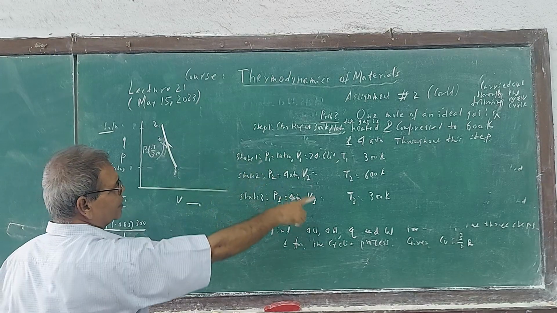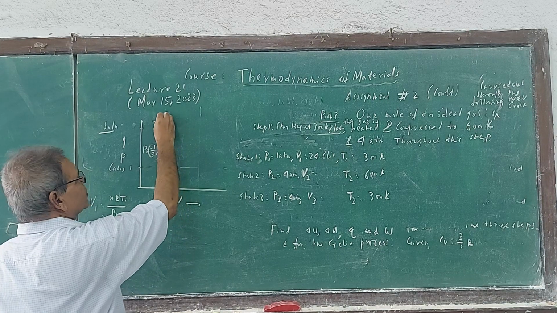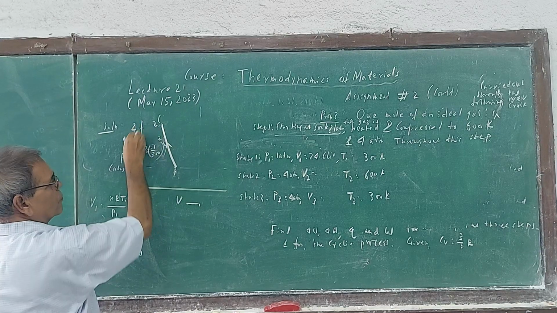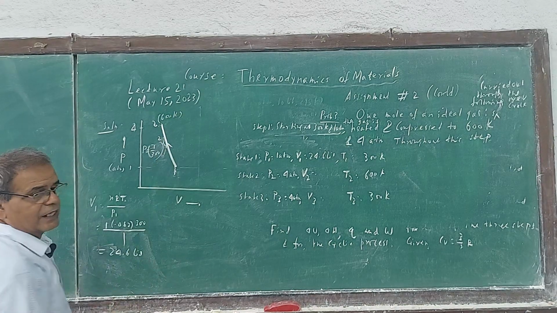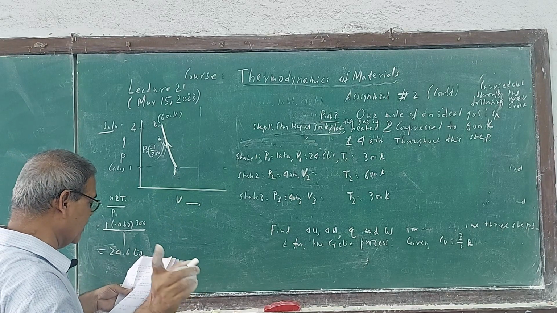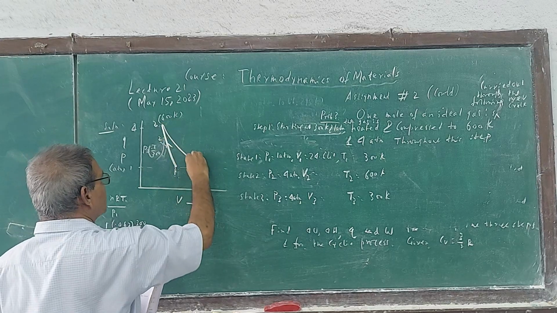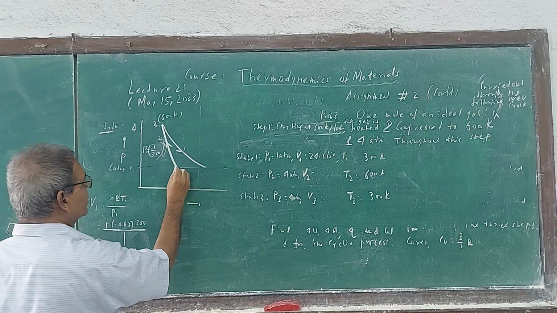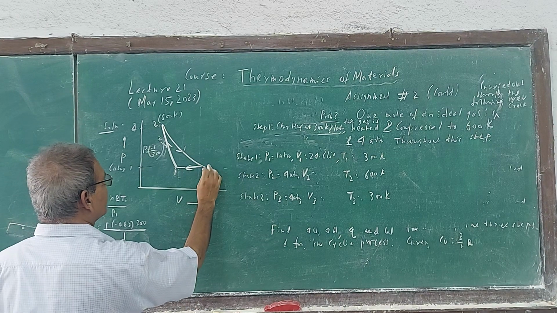The second path: P2 is 4 atmosphere, temperature 600 Kelvin. Then it is isothermal, constant temperature at 600 Kelvin, from a pressure of 4 atmosphere back to 1 atmosphere. The third path is constant pressure.